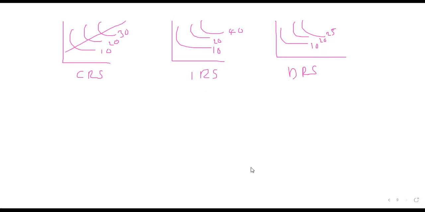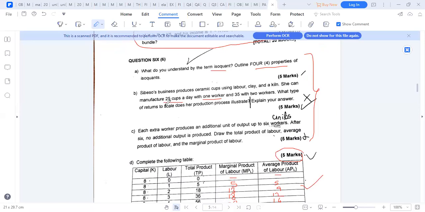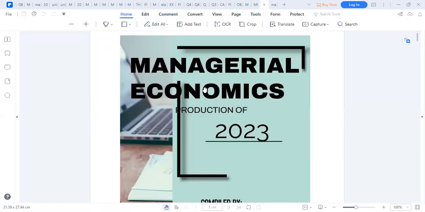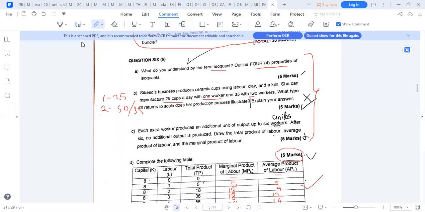So you need to understand what returns to scale you are operating. We are told that this guy has 25 cups for 1 worker. So obviously 2 workers should give you 50. But in this case, 2 workers are giving you 35. So this is decreasing returns to scale. You can illustrate that using a diagram. You can also further illustrate that with your own notes to add up.